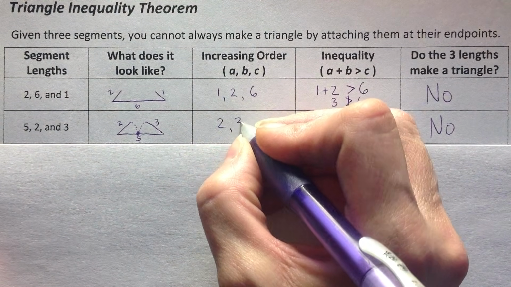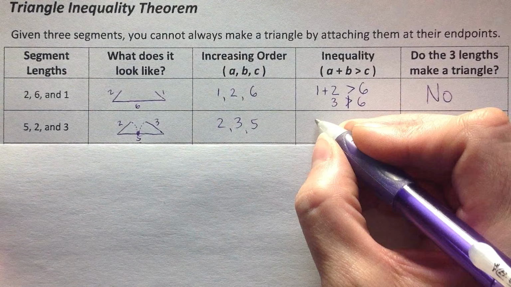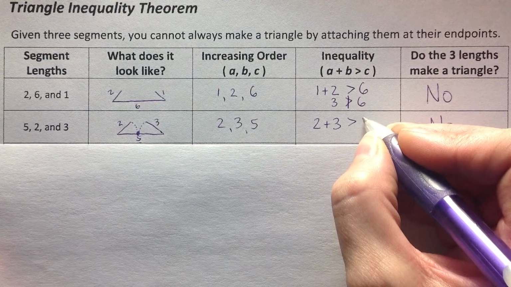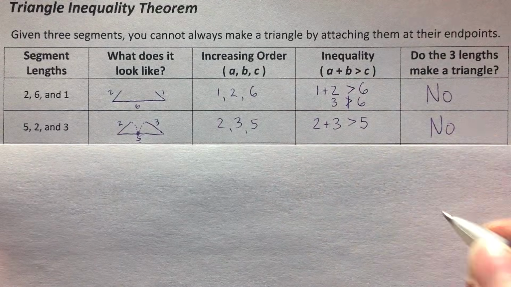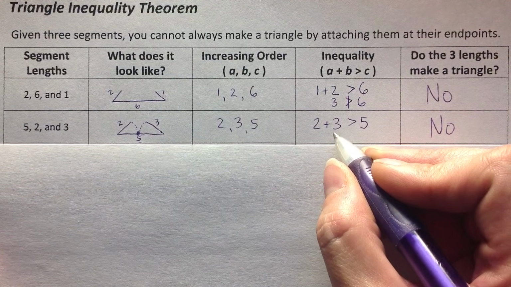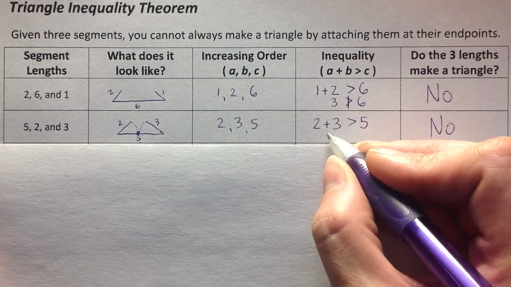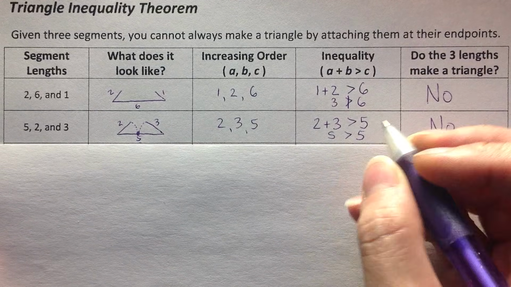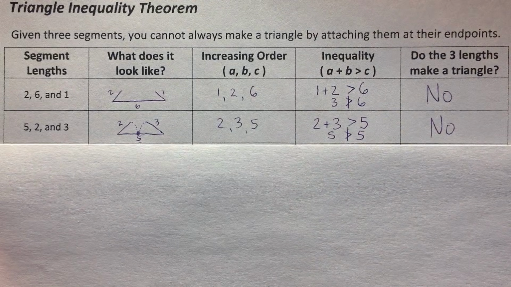Let's look at the math. Put them in order, 2, 3, 5. Add the 2 shorter ones, 2 plus 3. They have to be not only big enough to touch, but they have to be big enough to create that space to make a triangle. If I add 2 and 3, I got 5. So they were equal, but it was not greater than 5, so that didn't work.